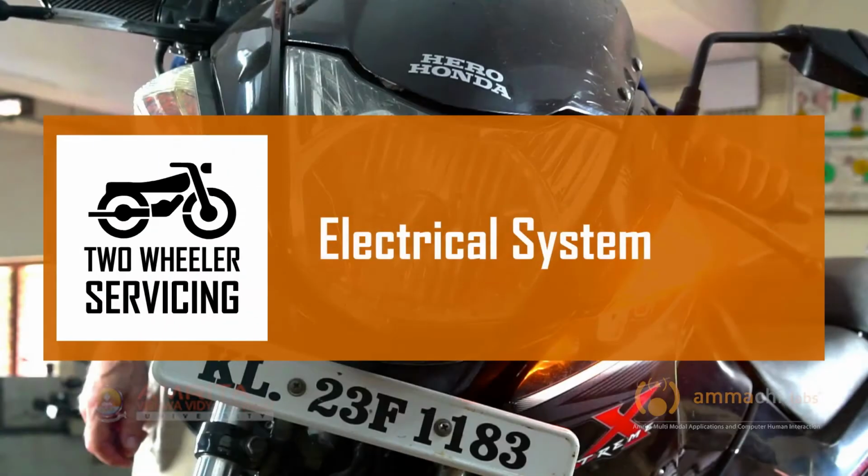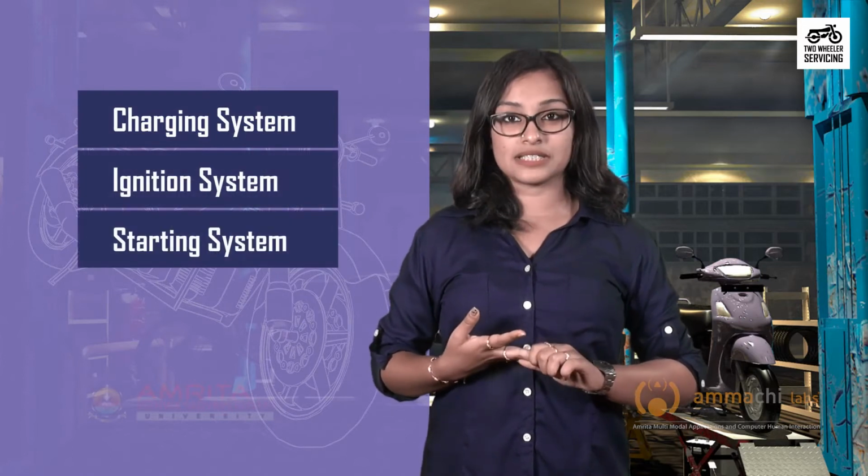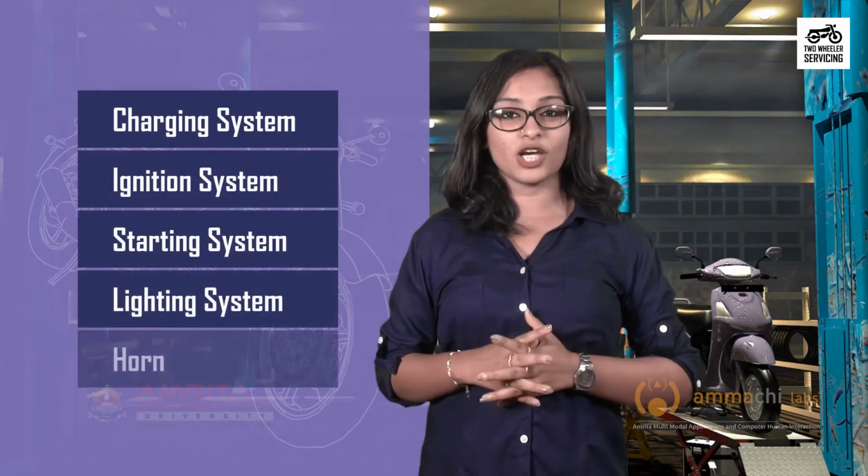Motorcycle electrical systems. In the previous section, we learned about the basics of electricity. For repairing and replacing the electrical components in a motorcycle, we will need to learn the functions and components of each electrical part of the motorcycle. The electrical system includes charging system, ignition system, starting system, lighting system, and the horn.